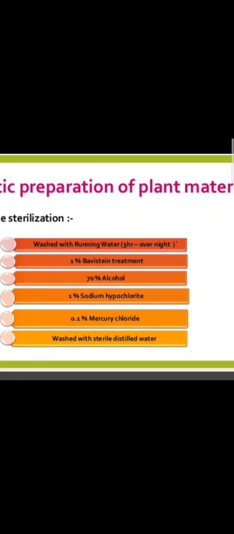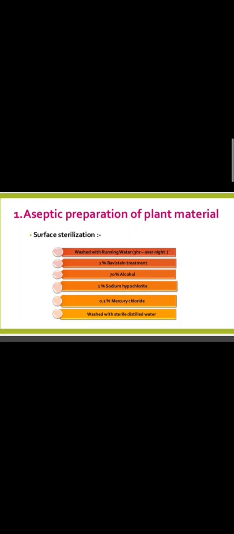There is a major difference in aseptic preparation of plant material. In the beginning, you can wash it with running tap water, but after the treatment with different chemicals, at last, you have to wash it with sterile distilled water. Yes. Next.